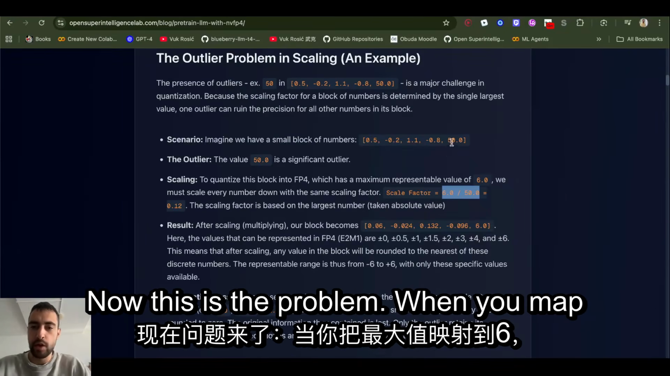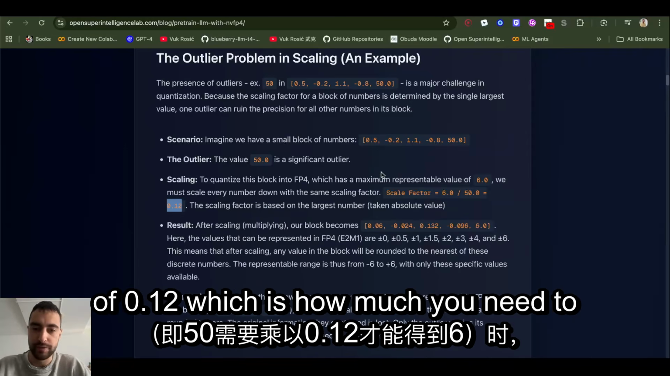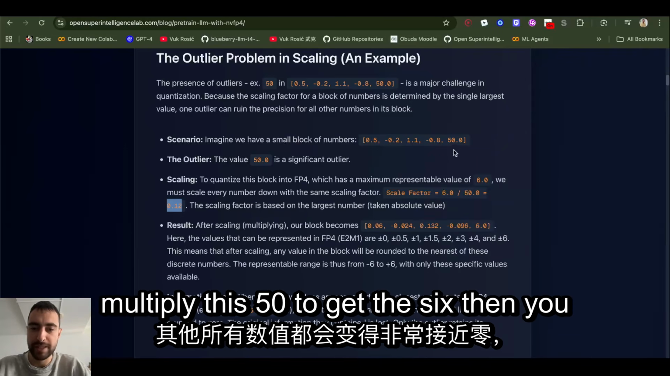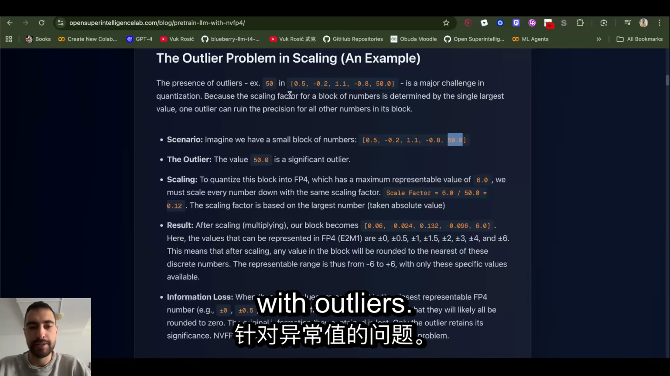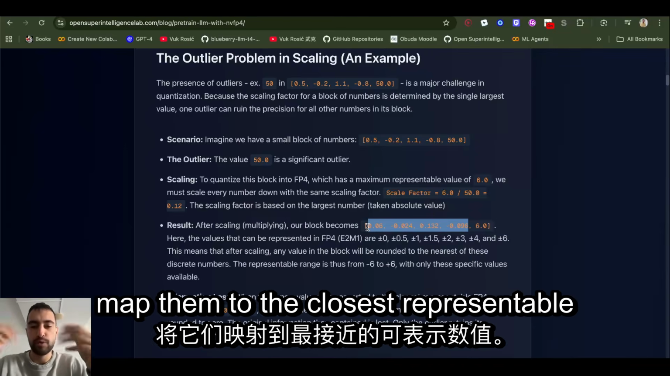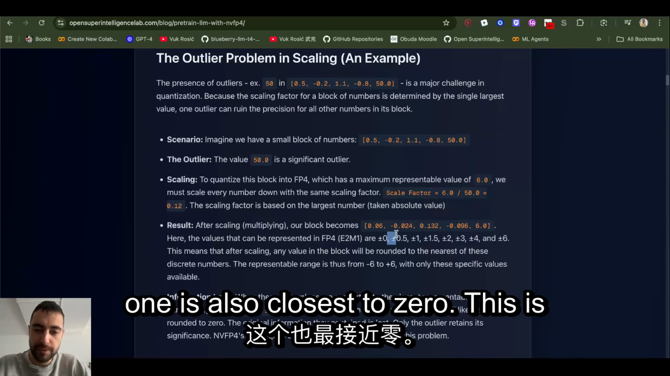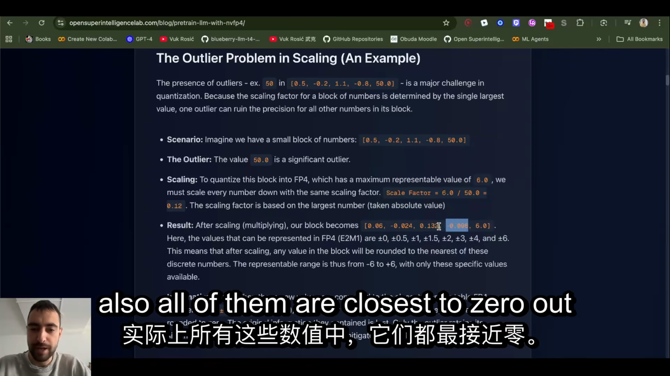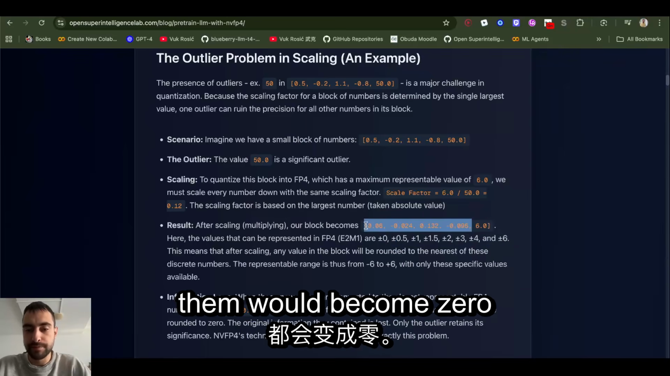Now this is the problem. When you map this to 6, and you use this scale of 0.12, which is how much you need to multiply this 50 by to get 6, you get numbers that are very close to 0 for every other number. Because this is a big outlier, and this is the problem with outliers. When you get these numbers, you need to map them to the closest representable number. This is closest to 0. This one is also closest to 0. All of them are closest to 0 out of these numbers here, so all of them would become 0.